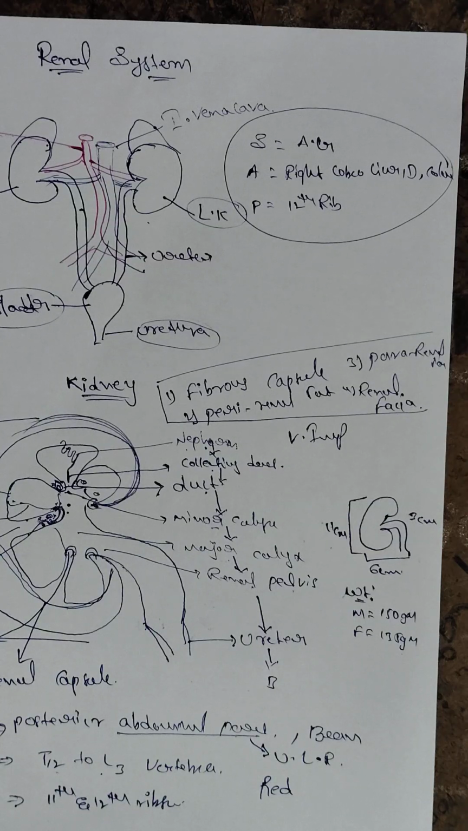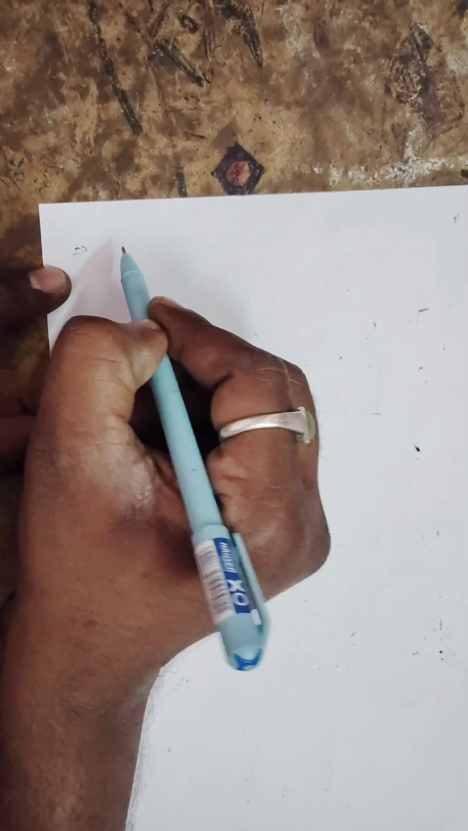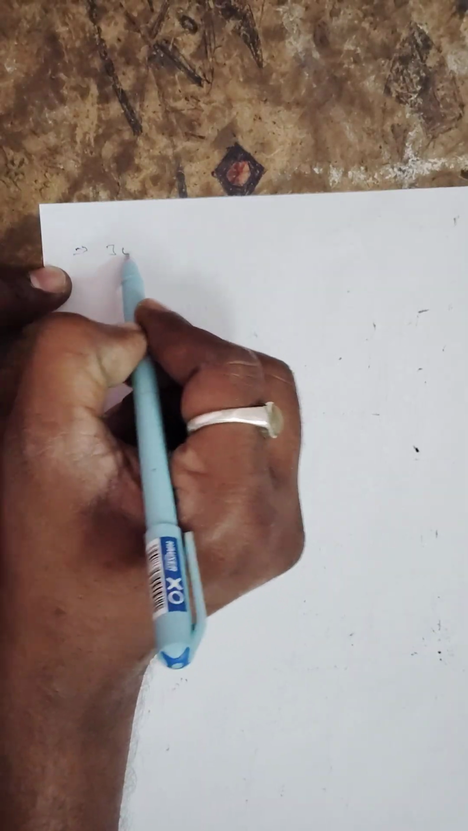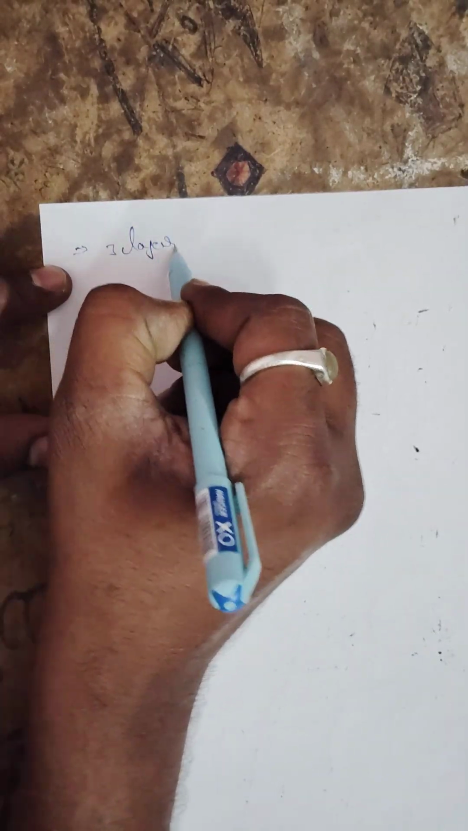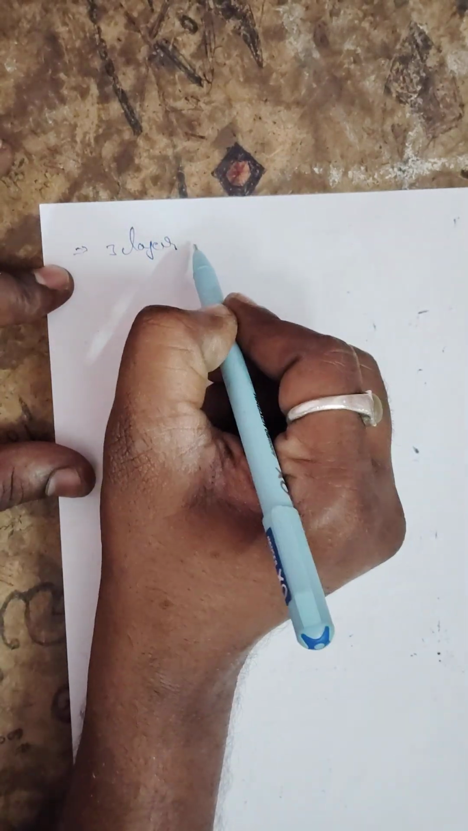Now we'll discuss this. The kidney is protected by how many layers? Three layers. So the kidney is protected by 3 layers of connective tissue.